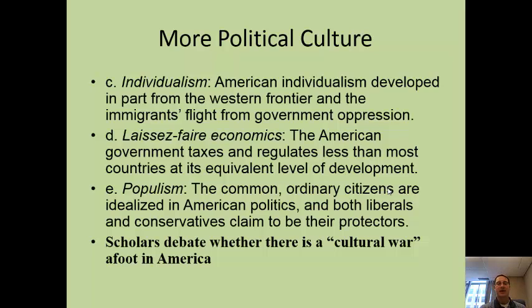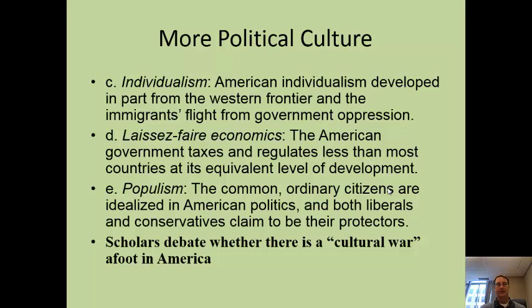Laissez-faire economics, another aspect of American political culture. We typically like less regulation by the government of our economy. The American government usually regulates less and taxes less than most other countries, right? So in the Netherlands, your taxes are going to be much higher, and government is going to do much more. All right. In this country, part of our political culture is more of a free and open system.